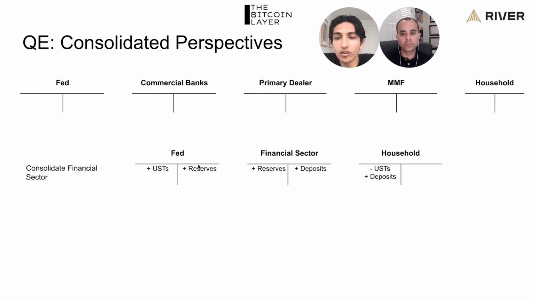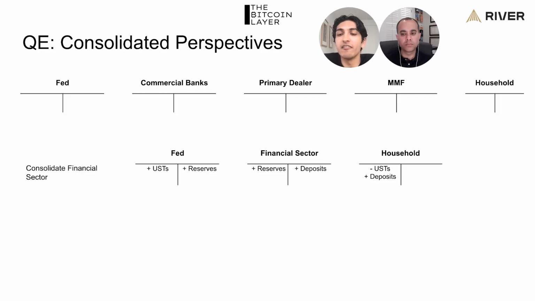And here, what it looks like for a household to sell a treasury to the Fed is the household gives up the treasury, the Fed buys it, credits the financial sector with the reserves to fund that treasury purchase, and then the financial sector, in this case a bank, creates deposits for the household. And so I think this perspective raises the question of, is this money printing?